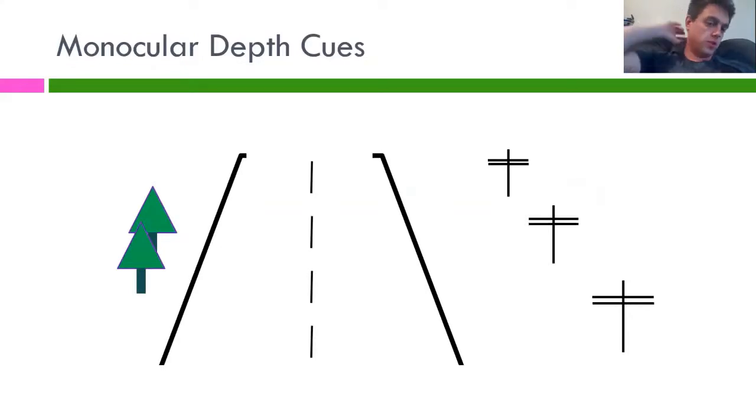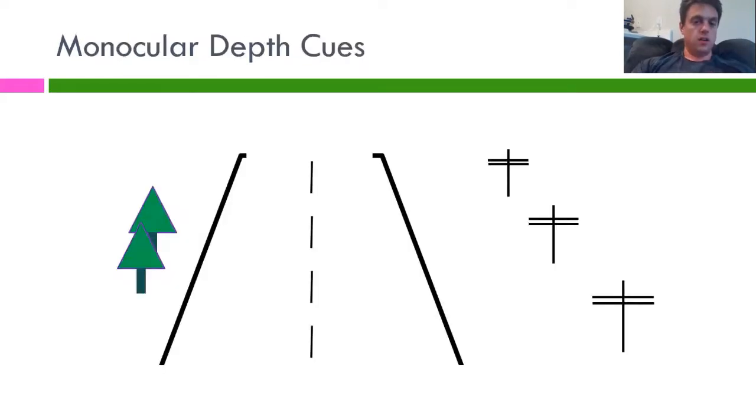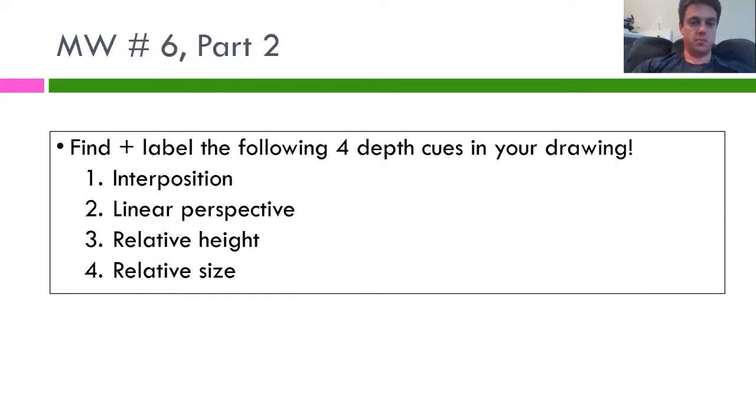Okay, so let's do a little activity. So 4 of those depth cues we just talked about are going to be in this next picture. I'll give you a second to point them out, and then we'll go over them. It's just the 4. Texture is not here. So remember, interposition, linear perspective, relative height, and relative size.